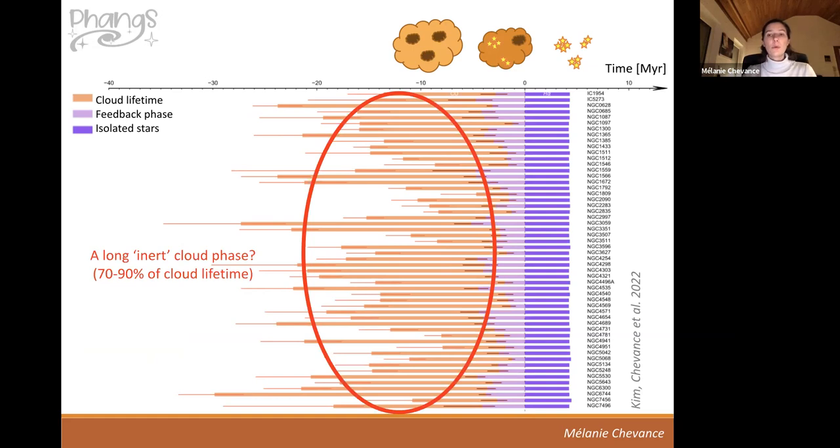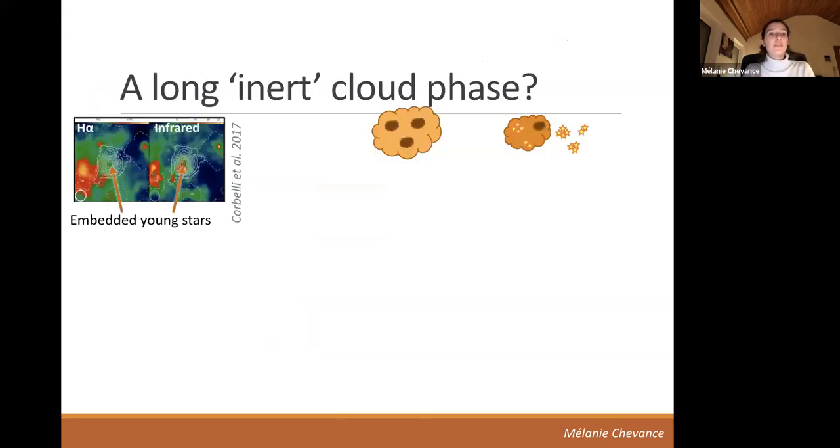The first thing that we were surprised about is that it seems that there is a long time where we see the clouds, so we see CO, molecular gas, but with no stars associated to it. So this seems to be a long inert phase, between 70 and 90% of the cloud lifetime, where we don't see stars. So the first question that we asked was, is it truly inert, or do we simply not see the stars there? To do that, we went to far infrared emission to see if there were actually embedded young stars in this inert cloud.